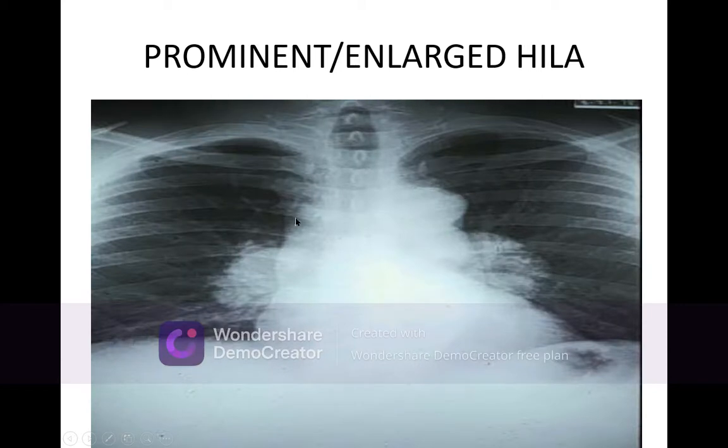Now, prominent and large hilar are both seen. In prominence, they are prominent as well as enlarged. I mean, there is pulmonary hypertension along with the hilar lymphadenopathy.